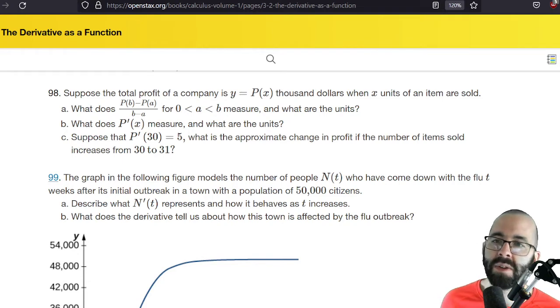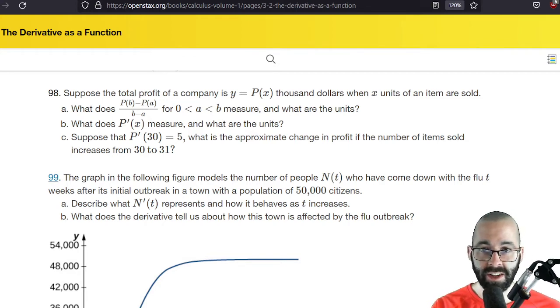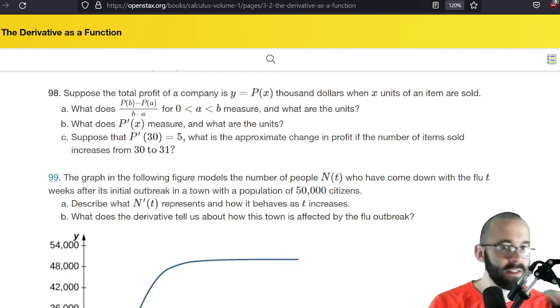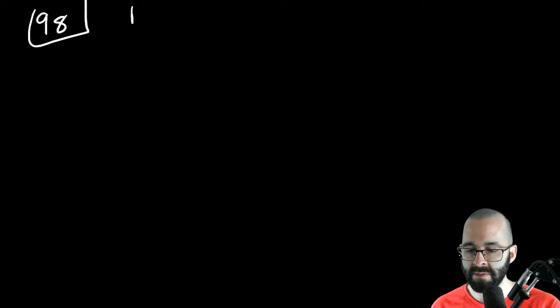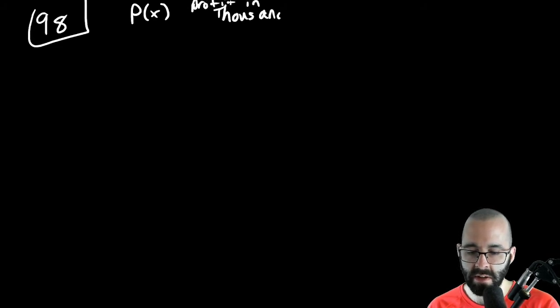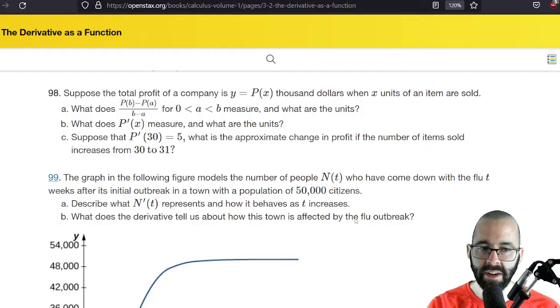Suppose the total profit of a company is P of X, in $1,000, when X units of an item are sold. Make sure to keep those units in mind. We need to just write that down. P of X is in thousands of dollars profit when X units are sold. That's very important. Keep that written down. Okay, what does this mean?